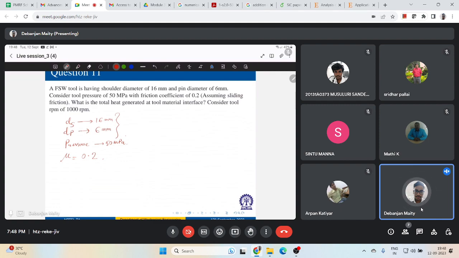sliding friction. So what are the two different kinds of friction at the contact interface? One is sliding friction, another is... anyone?